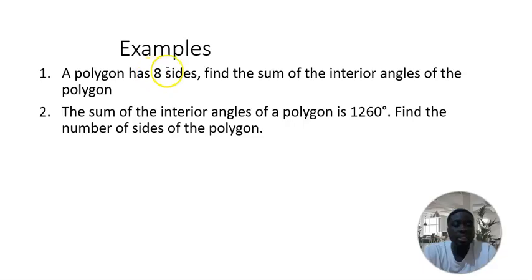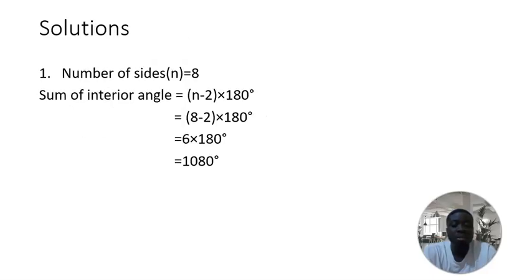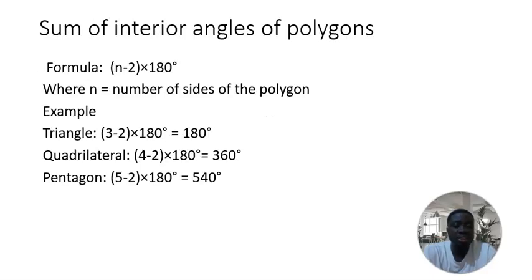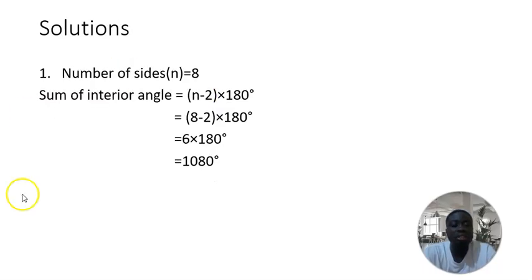So a polygon has 8 sides. Find the sum of the interior angles of the polygon. So we recall the formula. We know the formula from here. This is the formula. Since you are talking about the sum of interior angles, the formula is (n minus 2), all in brackets, times 180 degrees.